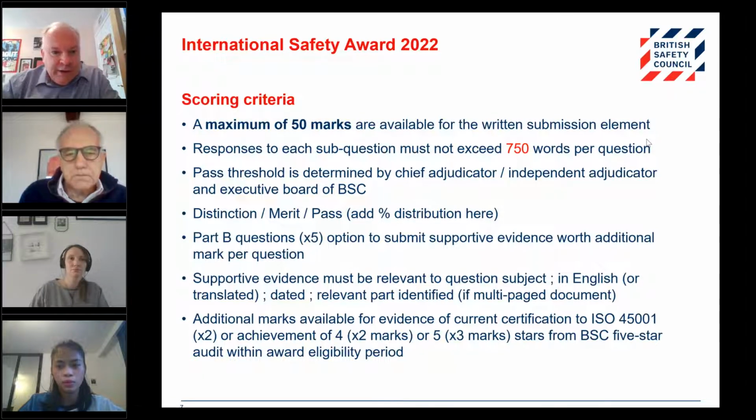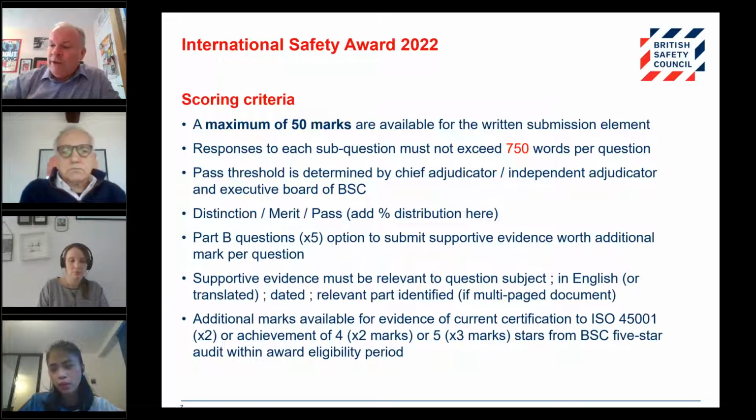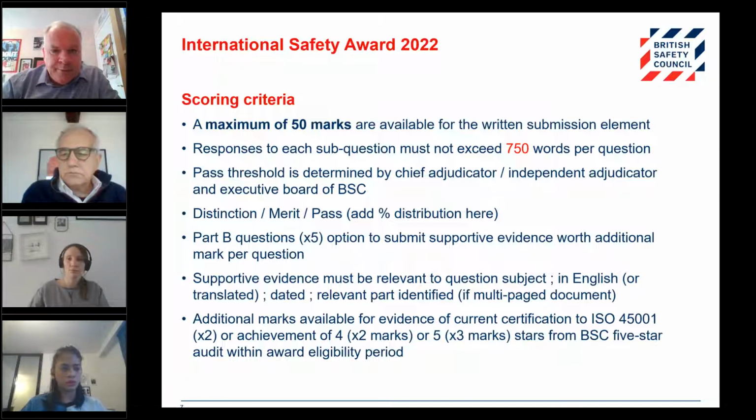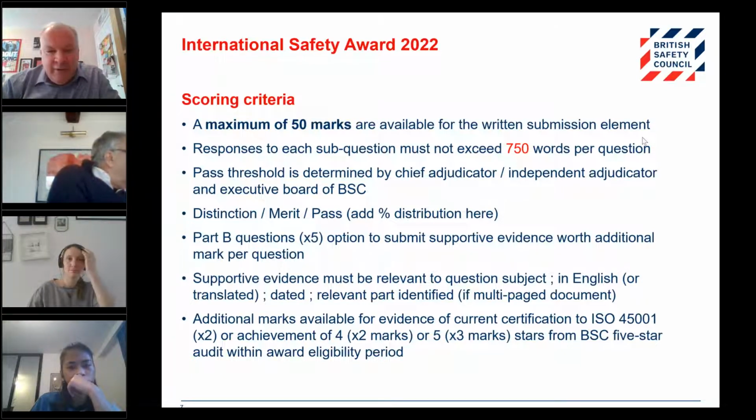In terms of the scoring criteria and how the adjudication takes place, you'll be aware that there are 12 questions in the application, in the award scheme, 10 of which are scored, and 2 of which, that's questions 1 and 2, are unscored, and I'm sure Neil will emphasise this point shortly, but are very, very important, because they set the scene and the context of your organisation for the adjudicator who's going to go through your application.